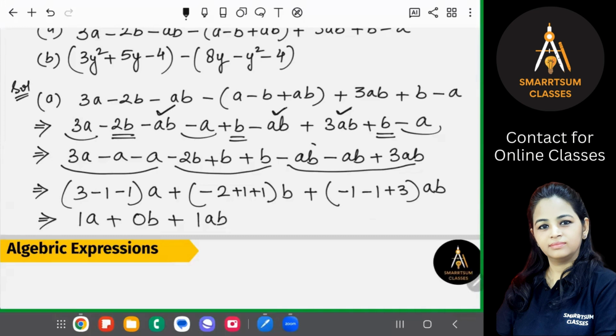Now how can you write it again? 1a means a. Since the coefficient of b is 0, this term will become 0, so we need not write it. Plus, now this is 1ab, that means ab. So what is the final answer after simplifying this whole expression? This is a plus ab.